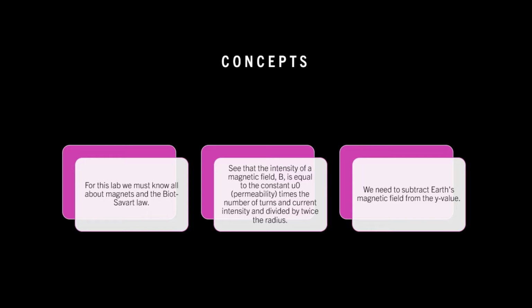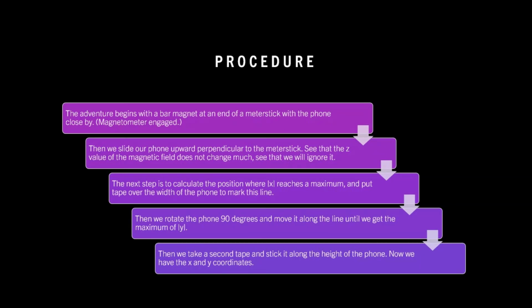And we need to take out Earth's magnetic field from the y value because, well, it's like gravity. We always have to factor it in. So you have to add that plus the effect of the bar magnet to get the total effect on the phone's magnetometer.